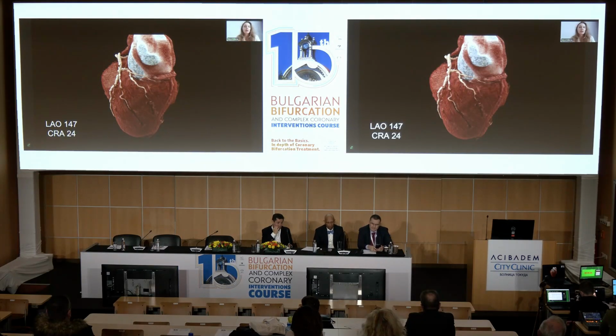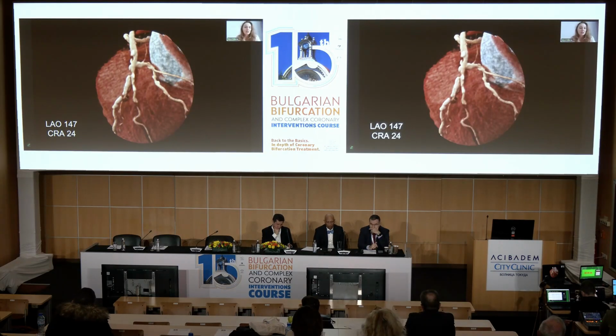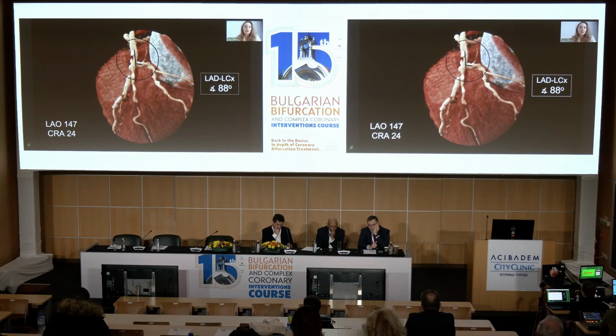And to visualize our bifurcations optimally, we can rotate however we want. And you see we found this angulation, which is completely impossible to perform in the cath lab. However, it allows us a very good orientation of how our bifurcation looks. Here I speak about the bifurcation of the LAD and circumflex, and we can measure the angle, which between the LAD and circumflex is almost perpendicular.